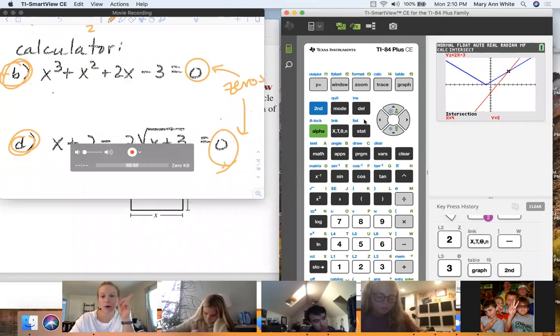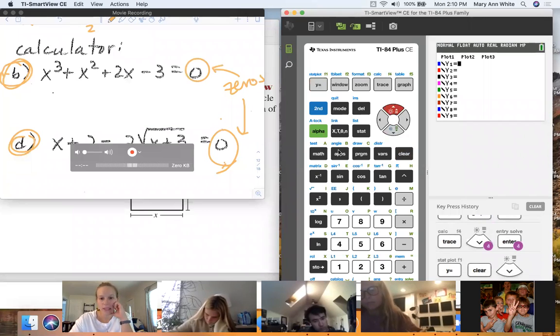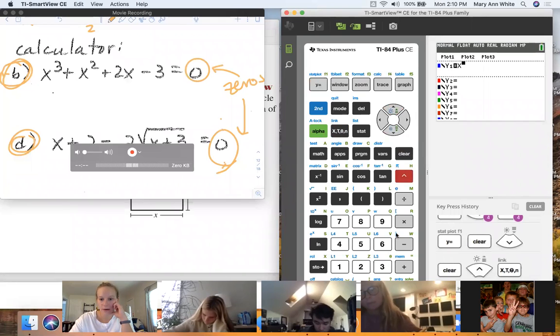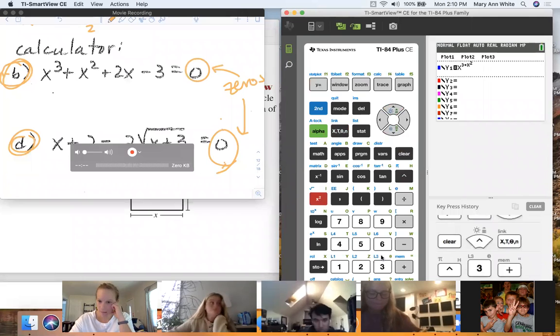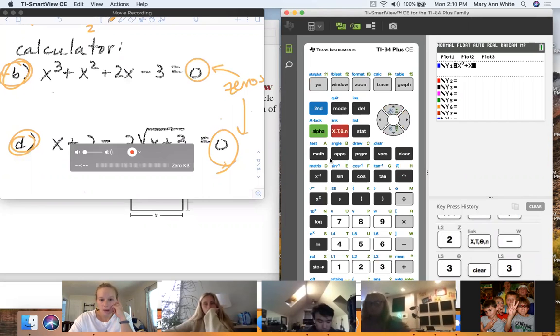Same thing, but I just have one equation on both of these. So I'll clear these guys out. B is going to be x raised to the 3rd plus x squared plus 2x minus 3. Oh no, I'm all on the exponent. Make sure you're not like that. 3, and then I got to click out. Oh, that was annoying. Plus x squared plus 2x.